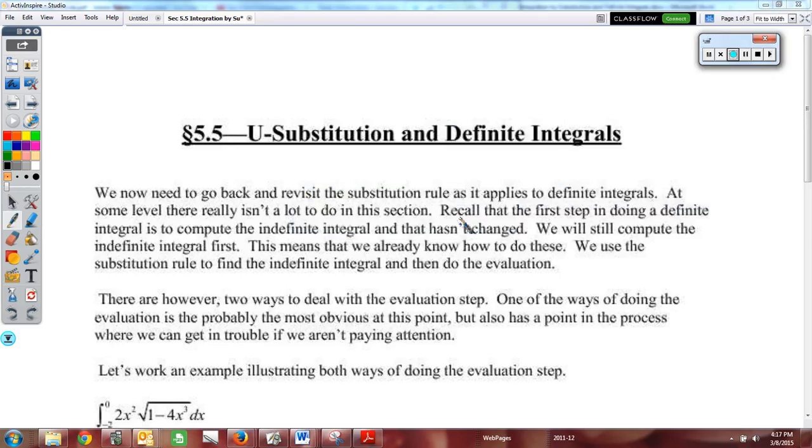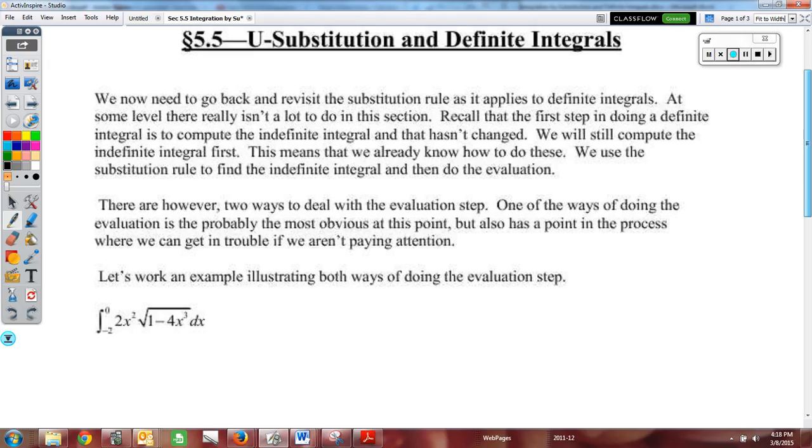Okay, before we get too far into all of the U substitution techniques that we're going to be looking at in sections 5.5, 5.7, and 5.8, I want to pause for a moment and talk about how U substitution is going to affect a definite integral where we're calculating net change, as opposed to doing the indefinite integrals where we're calculating a general antiderivative. So what we're going to do, there's really not a lot to this section.